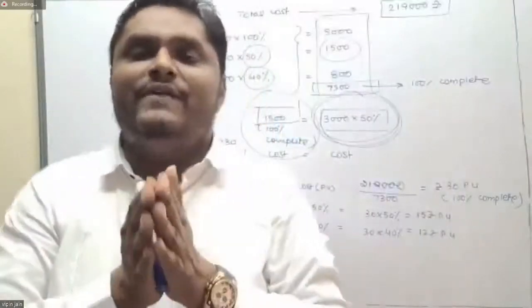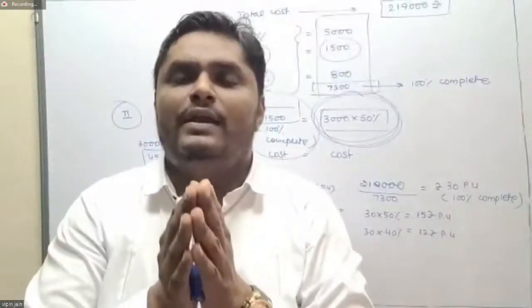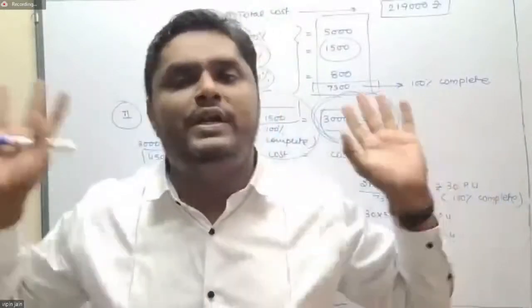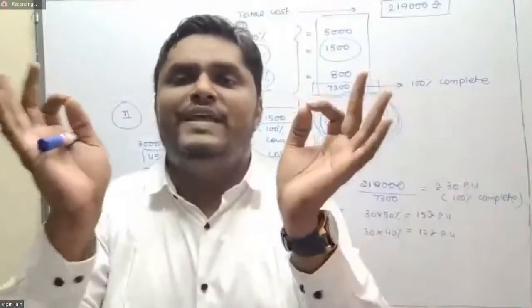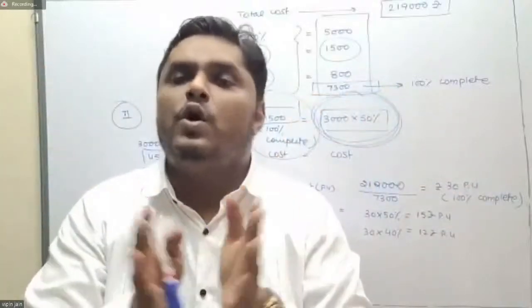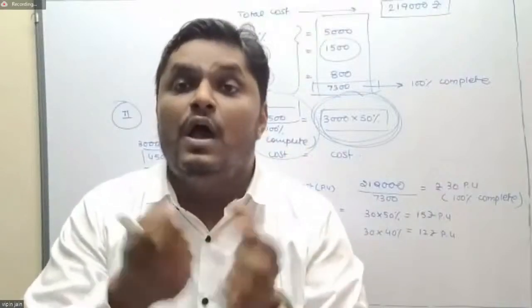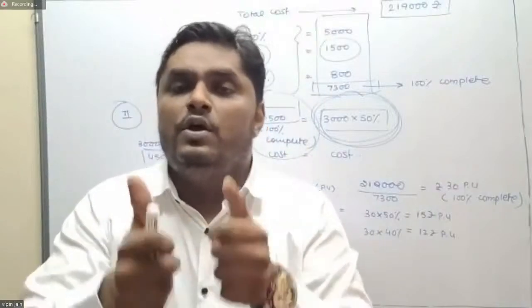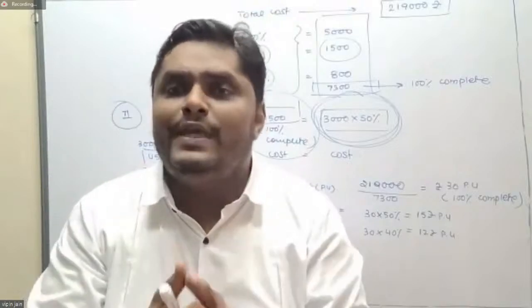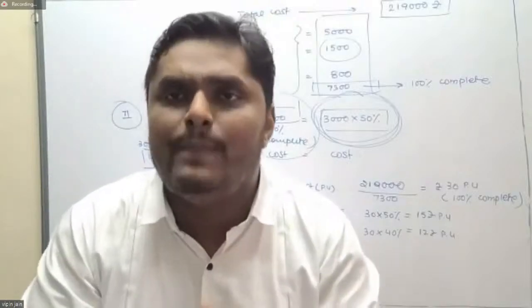When the question is simple and it is given that this much is the output and it is 100% complete, it's very easy for us to calculate the cost per unit. But what if there are units that are in process, how to calculate the cost per unit? So to calculate the cost per unit, we use the concept of equivalent number of units.